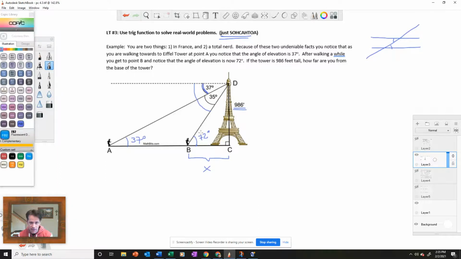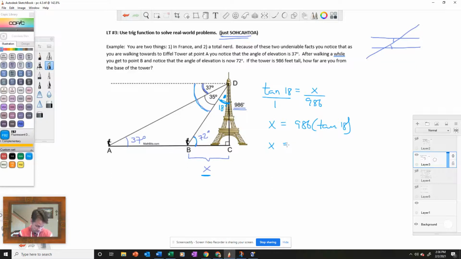Let's see. I know that if this angle here is 72, that means that this one is 72, which means that this one right here is going to be 18 degrees, right? That kind of seems to make sense. And since I'm trying to find out what this X is, I have an angle that's 18. And with respect to this 18-degree angle, I have an adjacent and I have an opposite, or I'm trying to find the opposite. So I could write this equation. I could say that the tangent of 18 degrees equals opposite over adjacent. And then I could use this as a proportion. So X times 1 is X. And 986 times the tangent of 18 is, well, I hope it's less than 986.